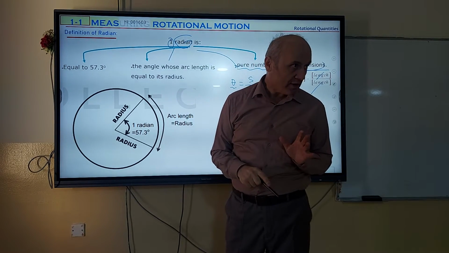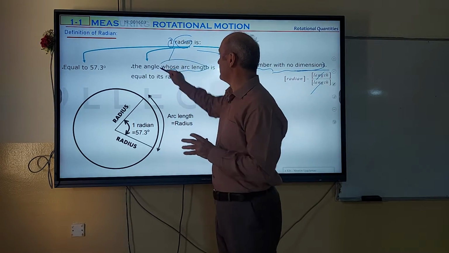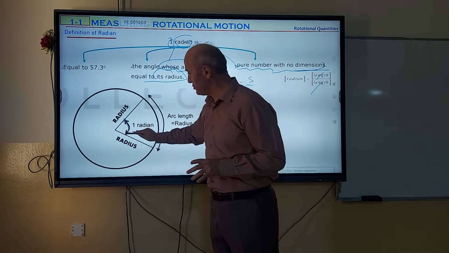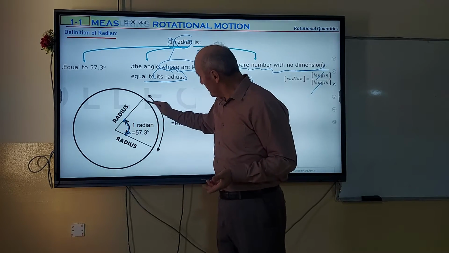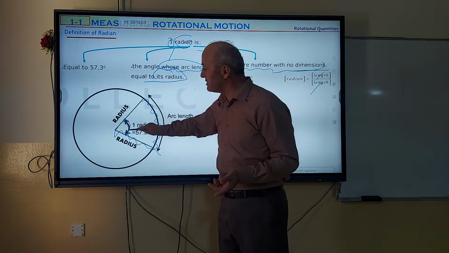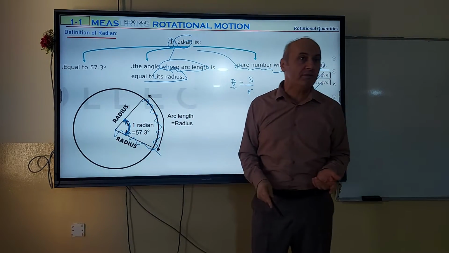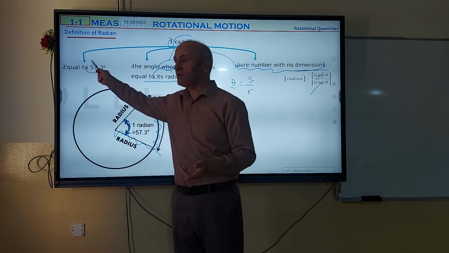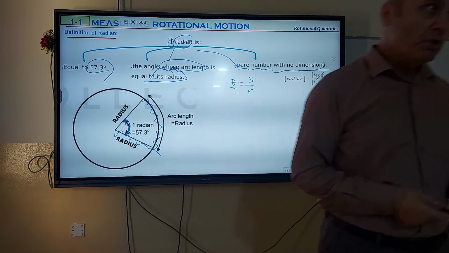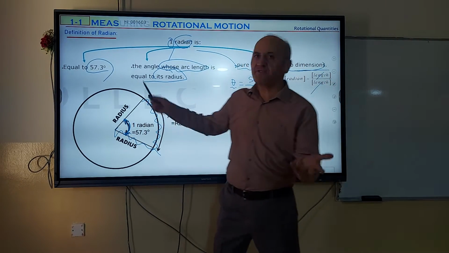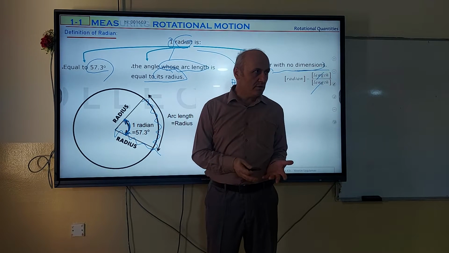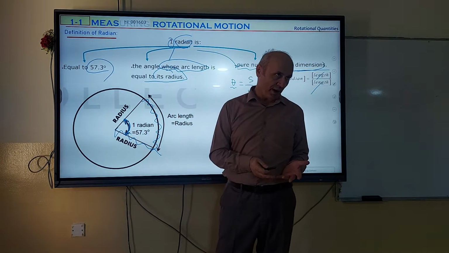Why a special angle? Because this is the only angle whose arc length is equal to its radius. So here, as you see, if this arc length and that radius of the circle are equal to each other, then the measure of the angle is going to be 1 radian, which is 57.3 degrees. 1 radian is the angle whose arc length is equal to the radius. Or 57.3 degrees is the angle whose arc length is equal to the radius of the circular path.